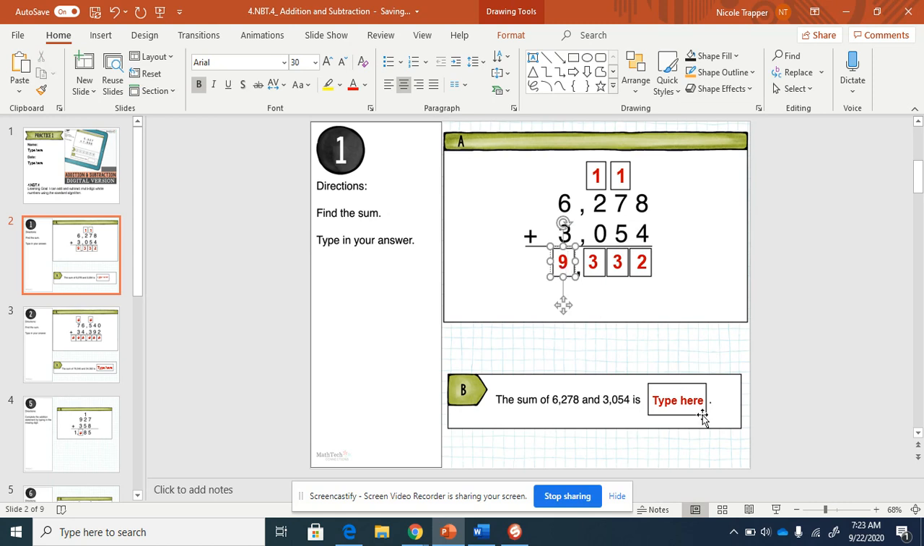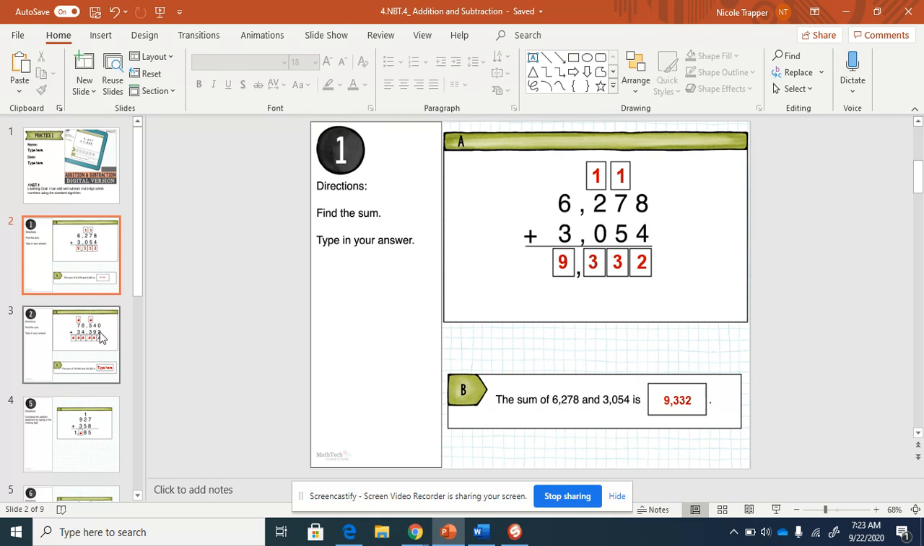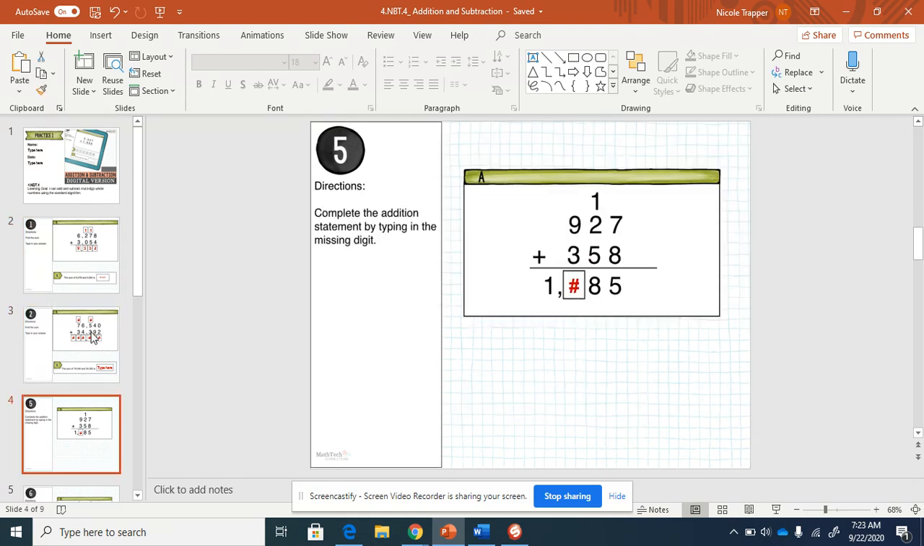So my answer is 9,332. At this point, I would like you to start using the commas when you type in your answers for numbers so you're able to read them easier. So this says the sum of 6,287 and 3,054 is 9,332. You will do 2. I'm going to do 3.